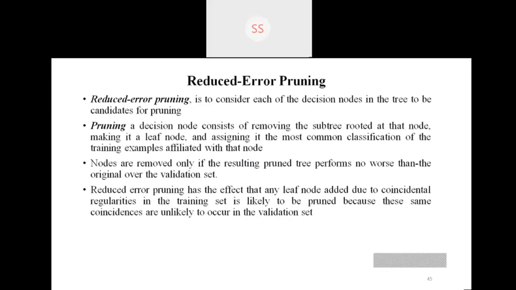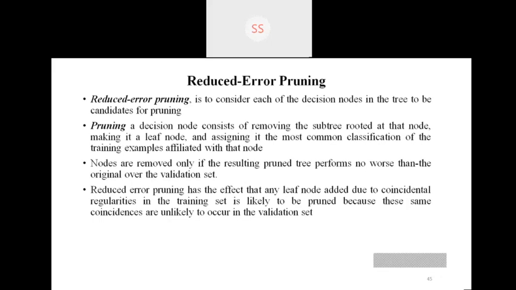The pruning with respect to any node is that removing the subtree at that particular node, assigning it the most common classification of the training examples affiliated with that particular node. So reduced error pruning indicates that every node in the decision tree is a candidate for pruning. Once it is done, you are removing the subtree attached at that particular node, and we are assigning it the most common classification of the training examples affiliated with that node.